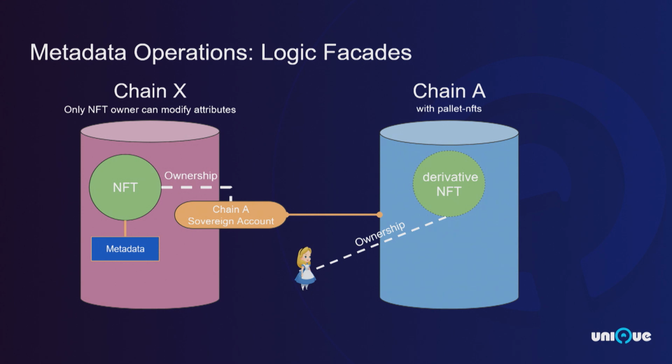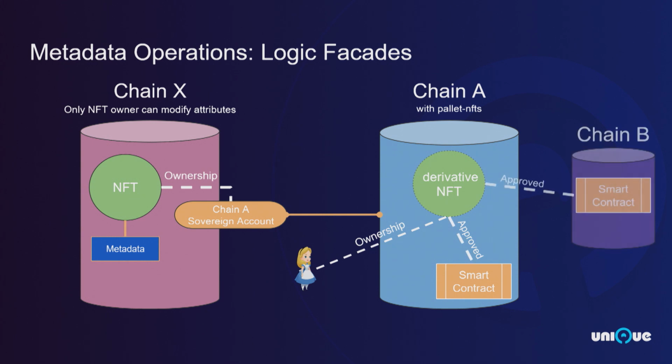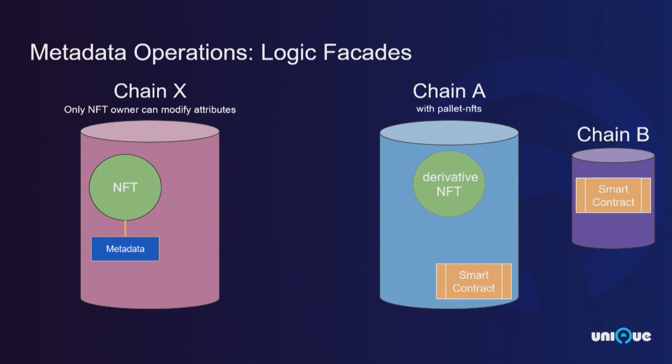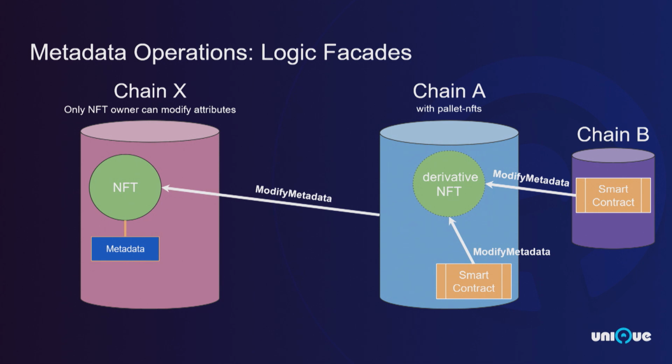Now, Alice can leverage the approval mechanism provided by chain A. She can now approve several accounts for metadata modification. When an account tries to modify the NFT metadata, chain A will verify that this account is approved, and if so, will send the modification request to the originating chain.